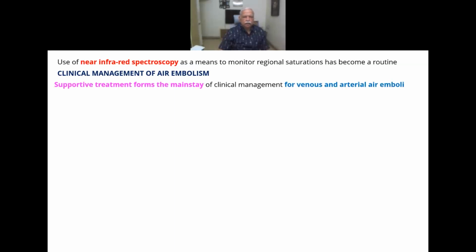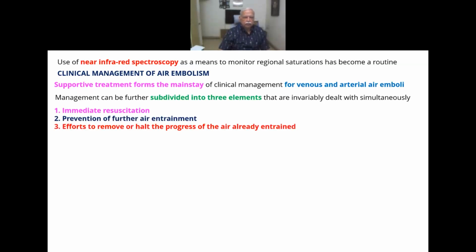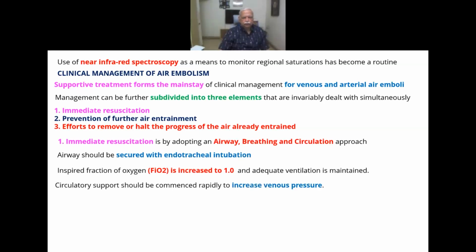So it is more used in neurosurgical procedures where the chances of embolism are more. And the clinical management: early effective treatment is the mainstay for both venous and arterial. It can be subdivided into immediate resuscitation, prevention of further air entrainment, and effort to remove or halt the progress of the air already entrained. Immediate resuscitation, always think of ABC, airway, breathing, circulation. If the airway is not secured with an endotracheal tube, better to intubate the patient and then give 100% oxygen. Increase the intravenous side pressure so that further air entrainment will be prevented, and whatever is there will not be allowed to progress further.